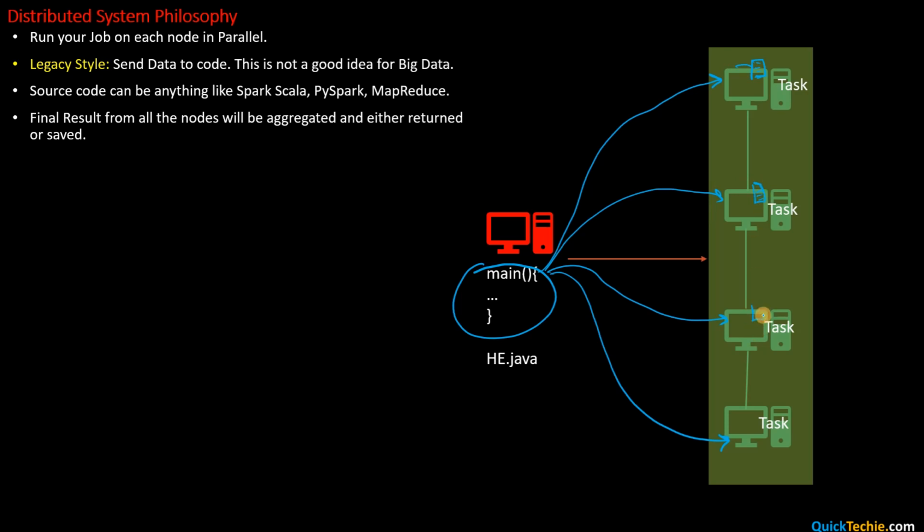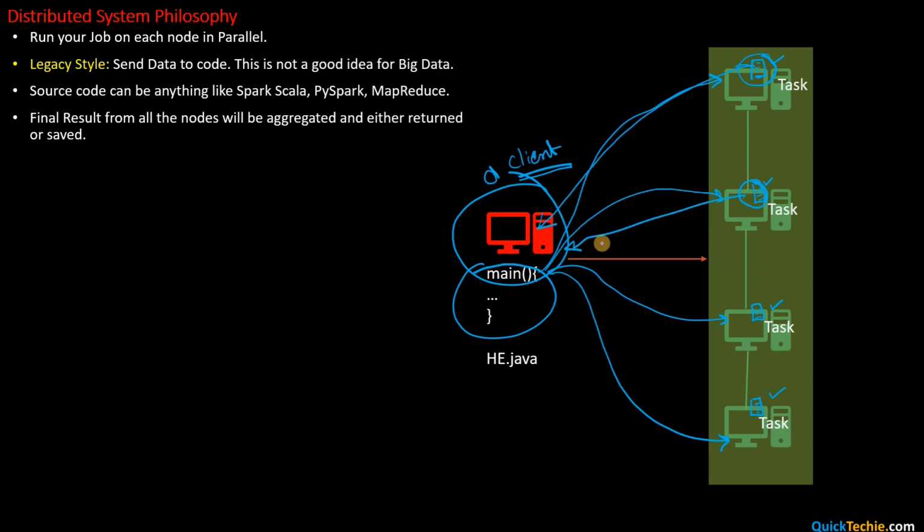This is the data set on this machine, and those are called, in cluster terminology, a task. This task could be executed here, and here, and here. Once a task is completed, it would send the result back to this client program. So this is the client which submits this program, and the result after calculation would be sent back to it. This is the legacy style: send data to code. You would be sending your data to code this way, basically, correct?